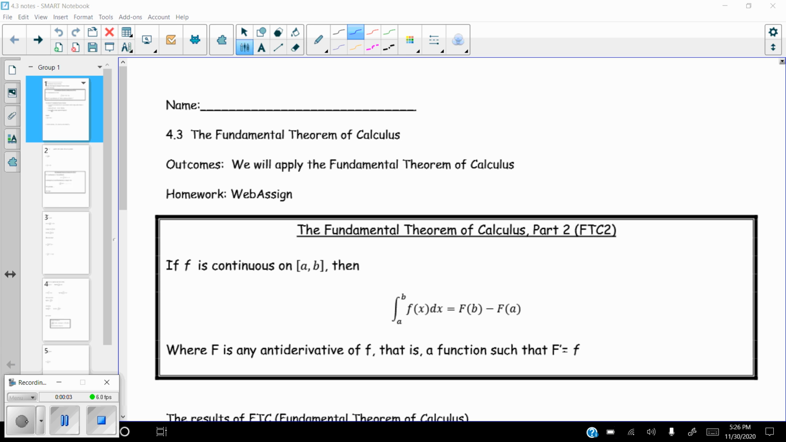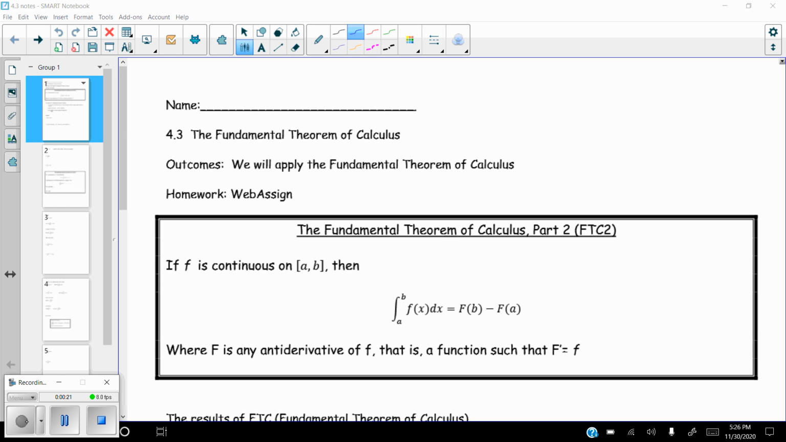Okay, so this is section 4.3. This is called the Fundamental Theorem of Calculus. Just by the title alone, you should probably understand that this is a pretty important section in calculus. This is actually kind of where it all started, to be honest with you.